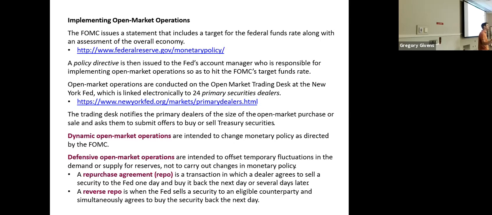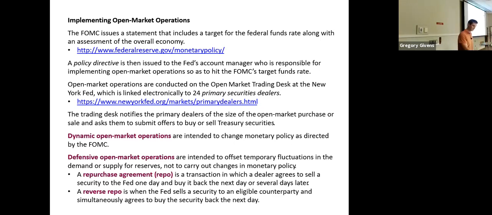What's a reverse repo? It's the exact opposite. The Fed can temporarily withdraw bank reserves from the banking system by engaging in a reverse repo, where the Fed this time sells a security off its balance sheet to a dealer and then agrees to buy back that security the next day at a pre-specified price. So when you guys hear me talk about repos and reverse repos in the overnight secured markets, these are defensive open market operations. These are used far more frequently by the Fed than these dynamic open market operations.